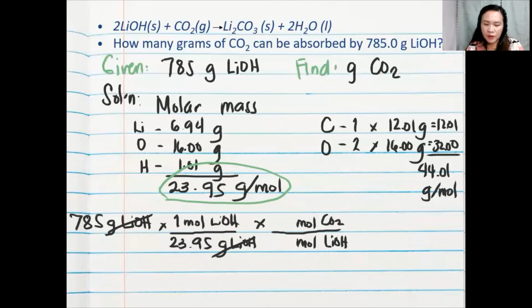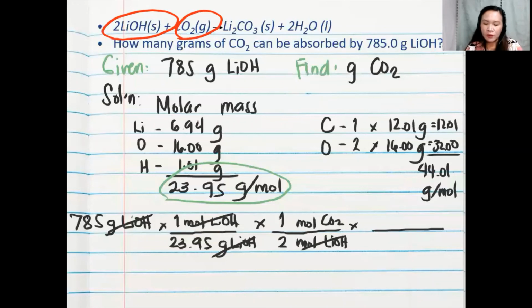Where do we get this again? From our balanced chemical equation. So this one and this one. For carbon dioxide, we only have 1 mole. And for the lithium hydroxide, we have 2 moles. Okay, next, we cancel this and this. And then finally, we convert it to mass.